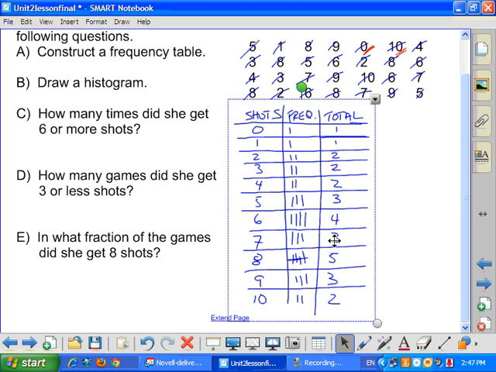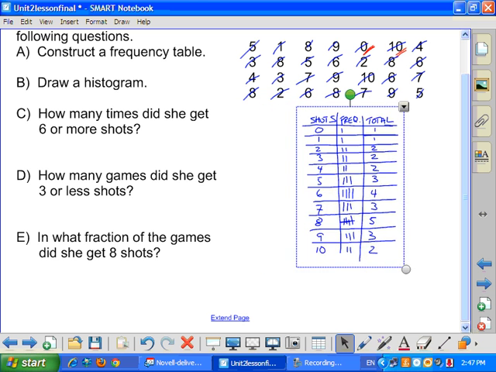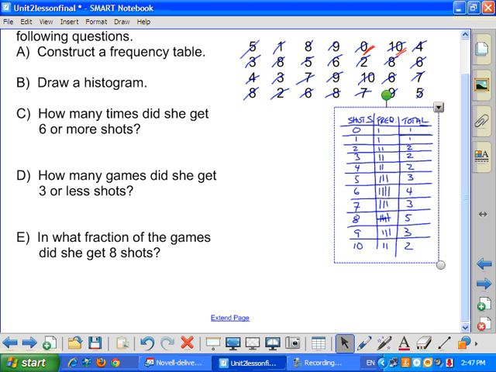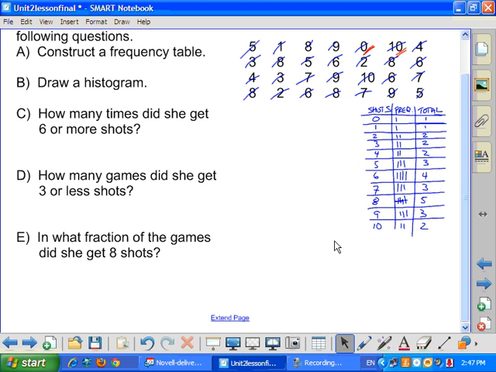So I'm just going to group that. I'm going to shrink it just because I need a little bit more room here. So I'll put it off to the side. Okay, so that's A part done. So I'll put the A beside it for you. So A is done. Draw a histogram. I need to draw a bar graph.